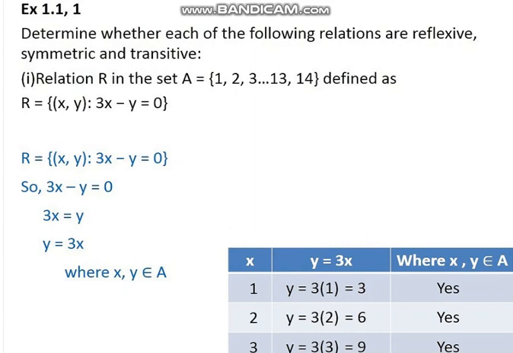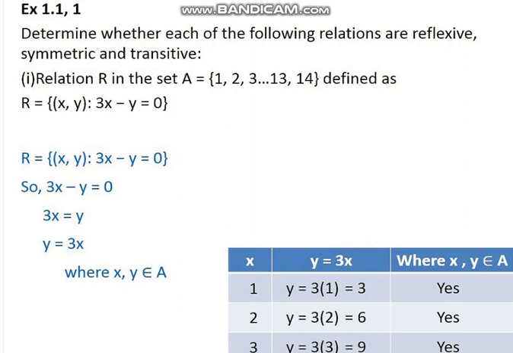Now here please note that we can take the value of x from set A. Similarly, the value of y should also belong to set A. So here 3x minus y equals 0, so y will be 3x. Now let us take different values of x. For the value of x we have 14 choices, 1, 2, 3 up to 14, and we will get the corresponding value of y. So when x is 1, y will be 3. So y belongs to set A. Why? Because 3 belongs to set A.